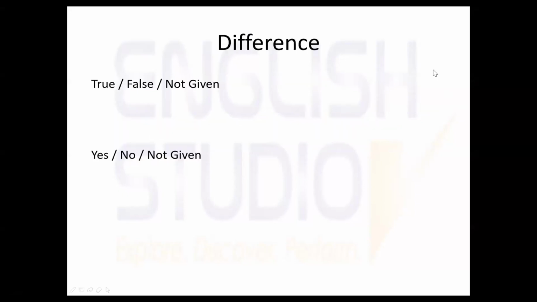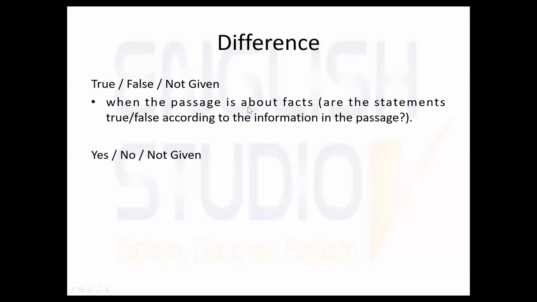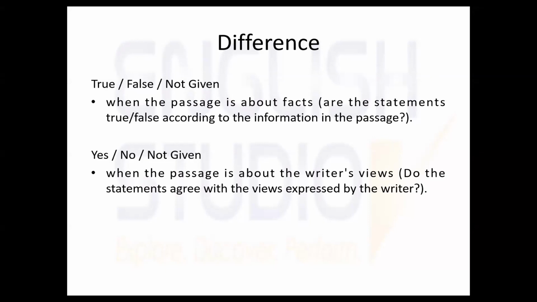Here are the differences between these two question types. True, false, not given is when the passage is about facts. So the question is, are the statements true or false according to the information in the passage? While yes, no, not given is when the passage is about the writer's views. So you have to answer the question, do the statements agree with the views expressed by the writer? So your answer should be yes, it agrees with the views of the writer, or no, or not given.